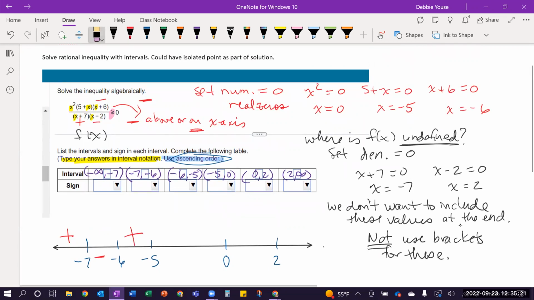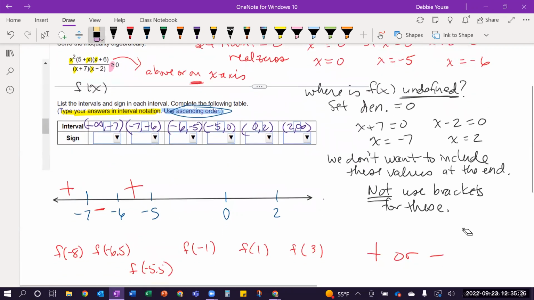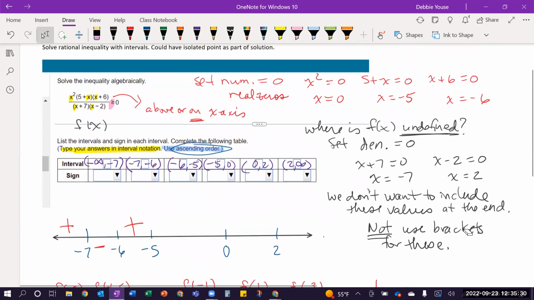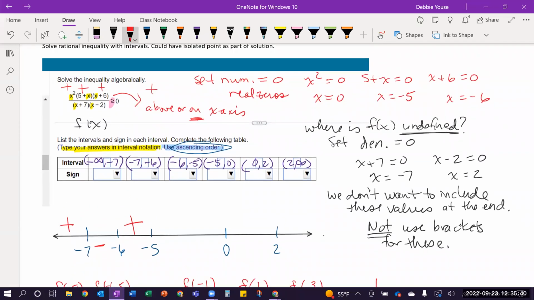Continuing down the line. So this does take a little bit of time, but it would take a little bit of time to type it into your calculator too. If I have -1, square it, that's positive. Plus 5 is positive. -1 plus 6 is positive. Top is positive. -1 plus 7 is positive. -1 minus 2 is negative. So the overall bottom is negative. So divide that, that's negative.